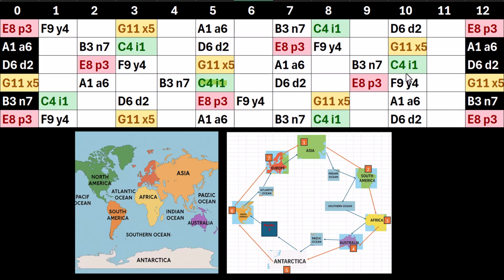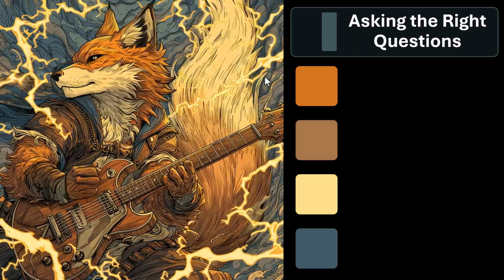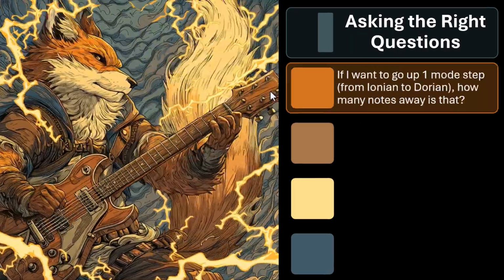And then we can compare and contrast these to what if I was on the Mixolydian and I wanted to go up 2 continents. Is it going to be the same distance in terms of oceans and continents, in terms of notes? What if I went backwards, which many people have a problem with? So we'll spend a lot of time on that in our practice problems. So, asking the right question.